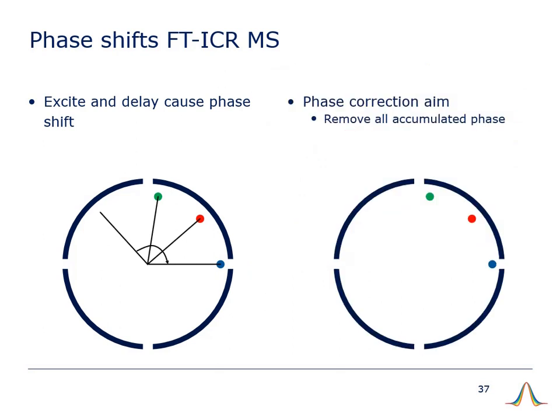So if we want to be able to show the undistorted absorption mode spectrum, we need to be able to calculate or predict these phase angles, so we can correct for them and make it appear, mathematically at least, as though all the ions started from the same time and the same place with a phase angle of 0.